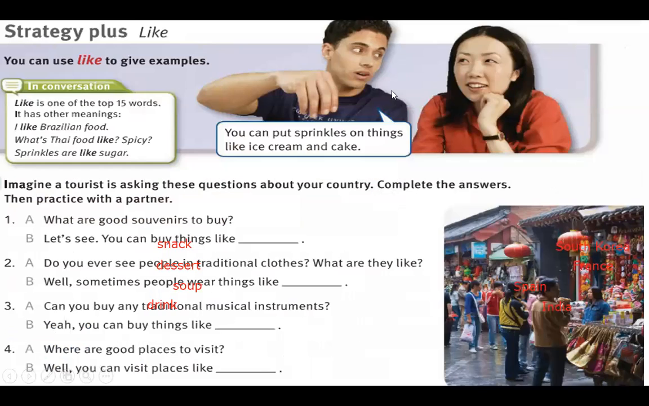Okay, we have Strategy Plus. Can you read, please? You can use like to give examples. In conversation, like is one of the top 50 words. It has other meanings. I like Brazilian food. What's Thai food like? Spicy? Sprinkles are like sugar. You can put sprinkles on things like ice cream and cake.